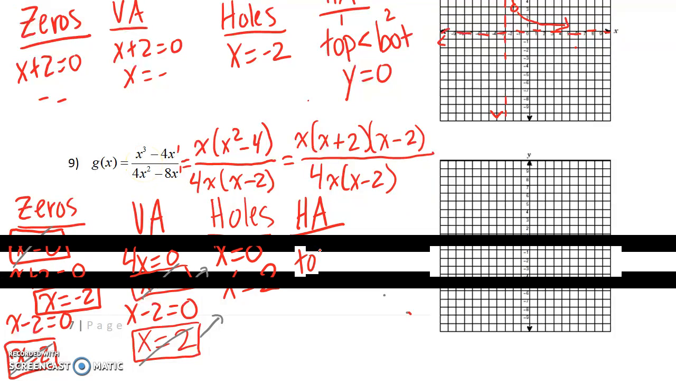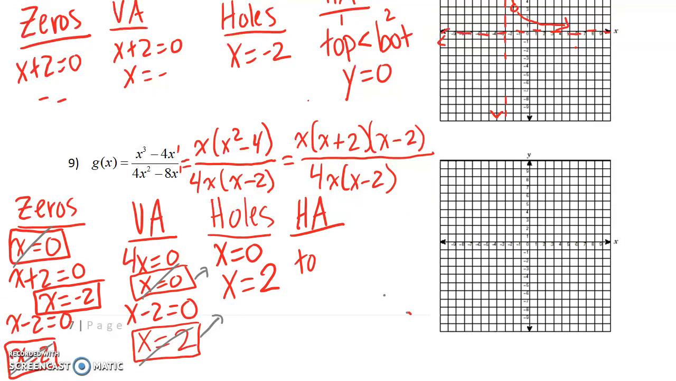So when I compare the top exponent to the bottom, I see 3 is the highest exponent in the top, 2 is the highest exponent in the bottom, and last time I checked, 3 is greater than 2. If we look at our notes, the 3 cases, when our exponent on the top is greater than the bottom, we have no horizontal asymptote. So you will not need to draw that in because there is not one.